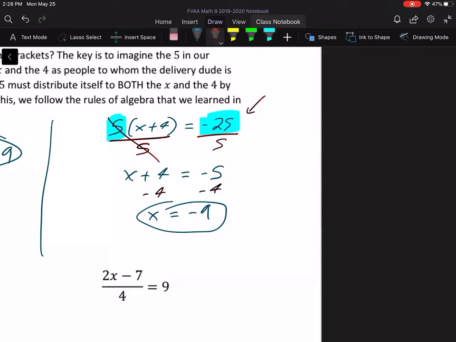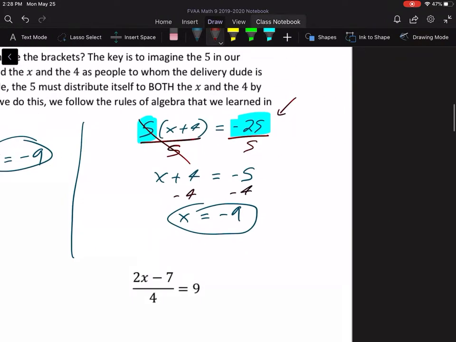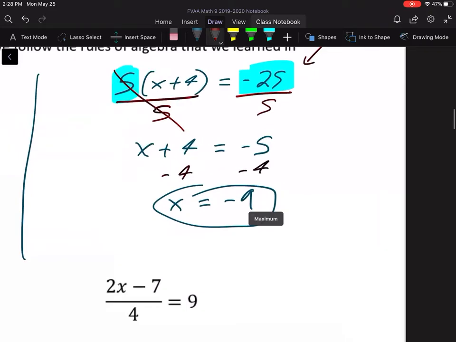And so here you only want to do this approach when the 5 and the 25, the number that you're multiplying in the bracket and the number on the other side of the equal sign, are multiples of each other, so you don't end up with a fraction. In this situation, I didn't end up with a fraction, so this situation made sense.